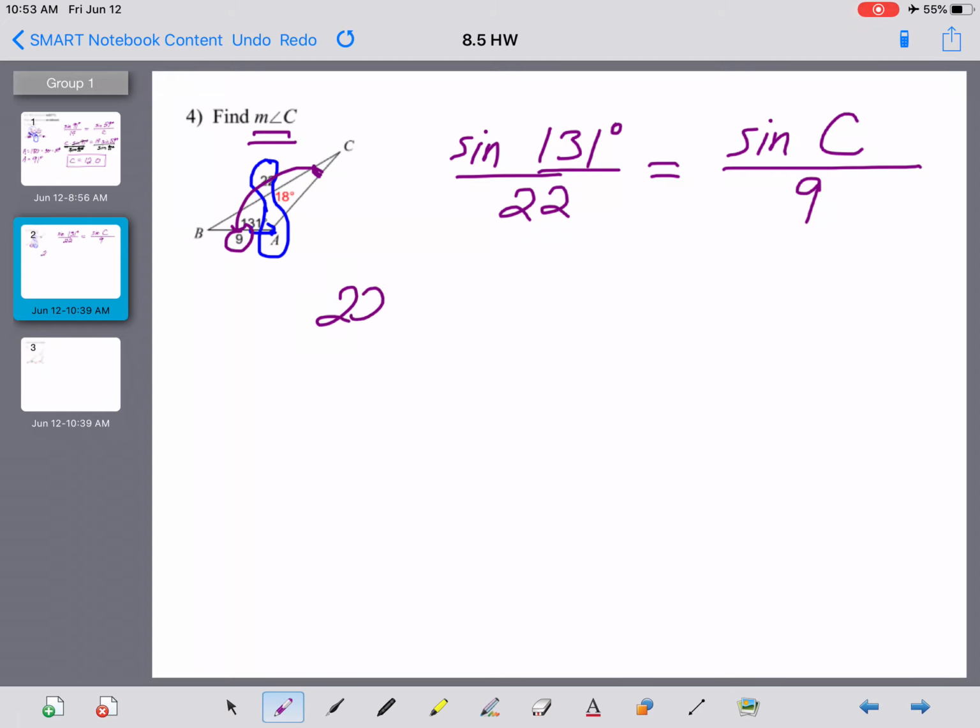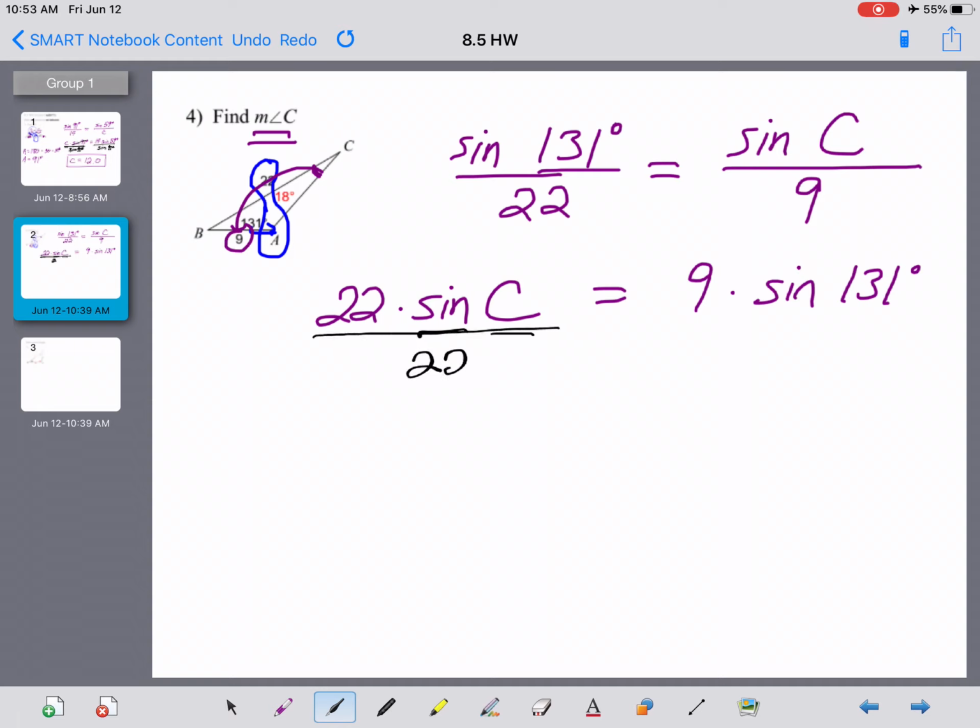We're going to get 22 multiplied by the sine of angle C, and that is equal to 9 times the sine of 131 degrees. Okay, from here, we're trying to get C by itself, so eventually we're going to have to get rid of this sine. But first, we've got to get rid of the 22. The 22 is being multiplied, so we're going to divide both sides by 22, and that will cancel with that.